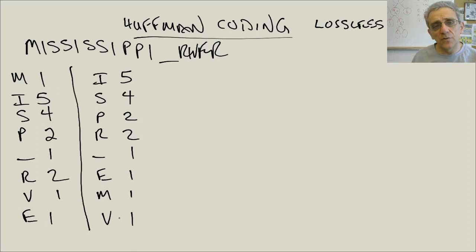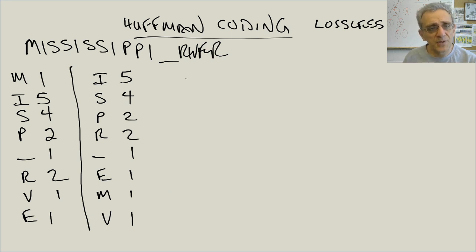Now what we're going to try and do is create a table, a representation of bits to represent these letters. And we're going to try and use the least amount of bits for the most popular one. So the S and the I are going to be represented with the smallest amount of bits because they are the ones that occur the most. So you can have savings in terms of reproducing the string Mississippi River. So let's go ahead and do that.